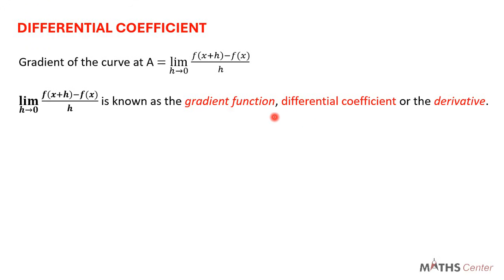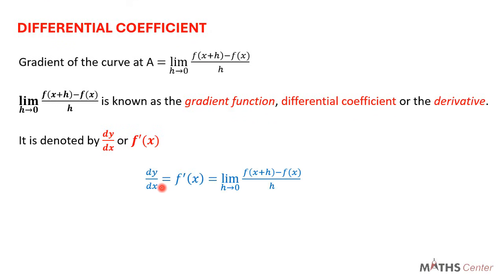So anytime we are asked to find the gradient function, the differential coefficient, or the derivative, this is what we have to find. This can be denoted as dy dx or f prime of x. So this can be written as dy dx, which is the same as f prime of x, and this is equal to the limit as h approaches 0 of the function f of x plus h minus f of x divided by h.